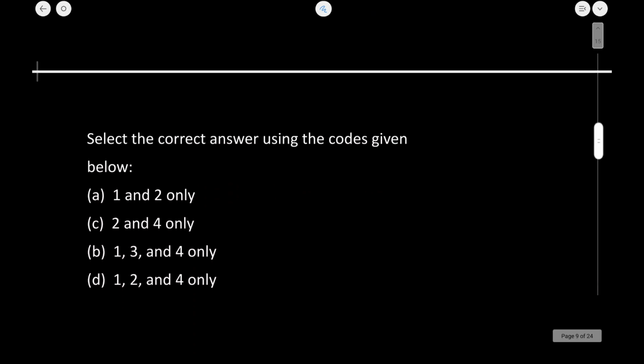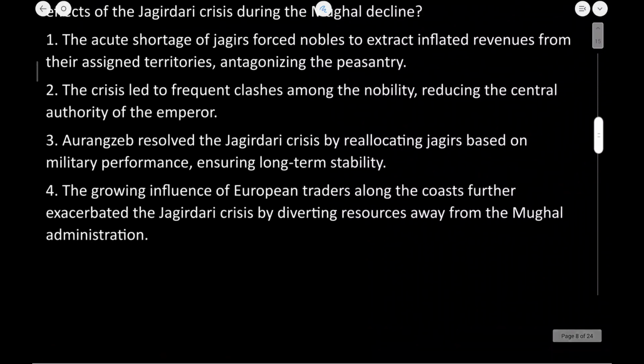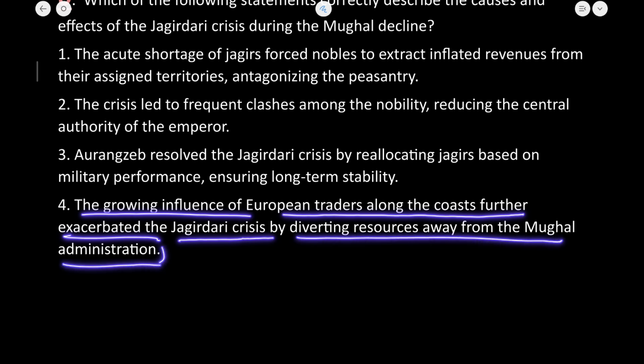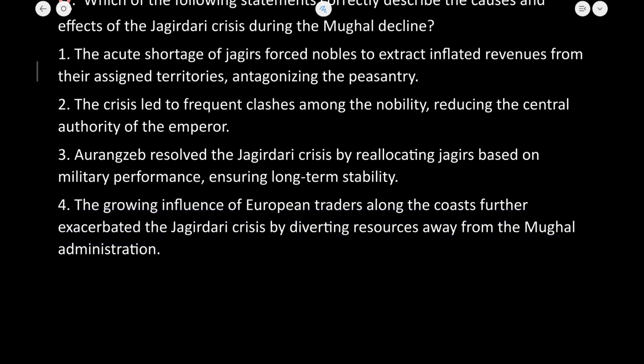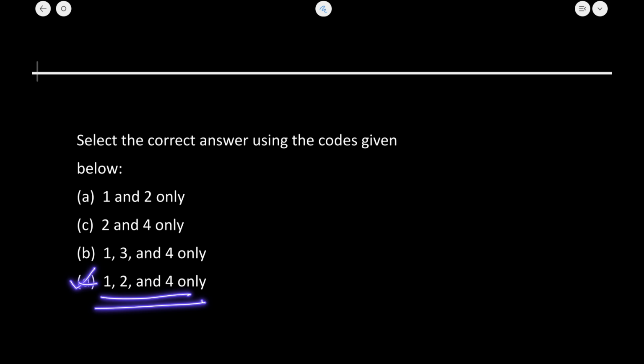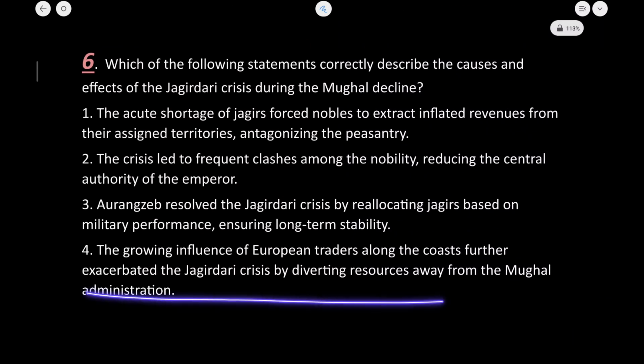We will try to eliminate. Third statement we have eliminated. We know 1 and 2 are correct. Let us see the fourth option. The growing influence of the European traders along the coast further exaggerated the Jagirdari crisis by diverting resources away from the Mughal administration. So this statement is also self-explaining. So the fourth one is also absolutely correct. So 1, 2 and 4 are correct. I have not explained the fourth statement because I have given you a brief outline. So these statements are self-explaining.